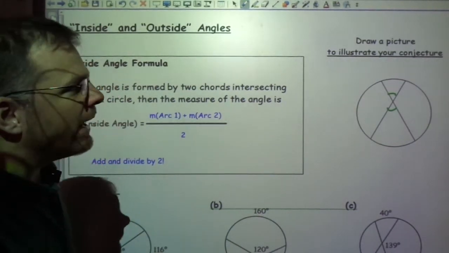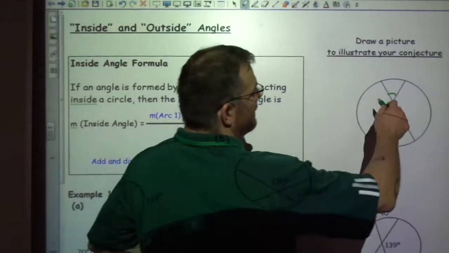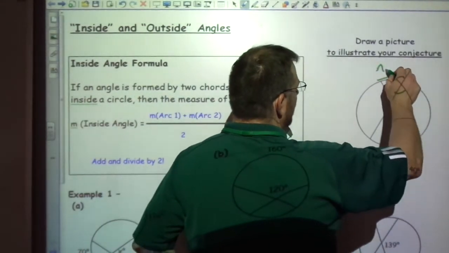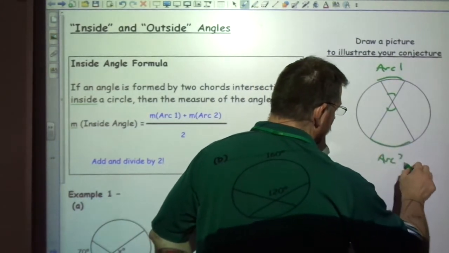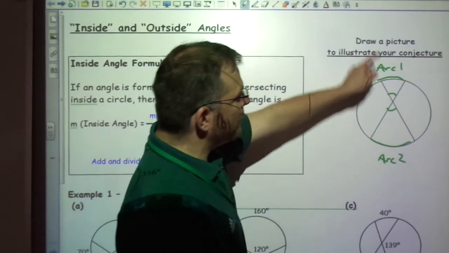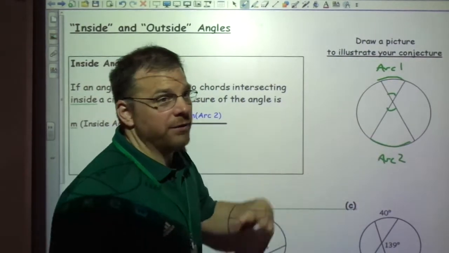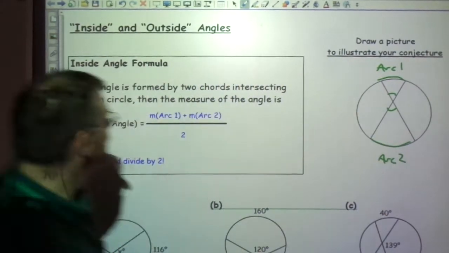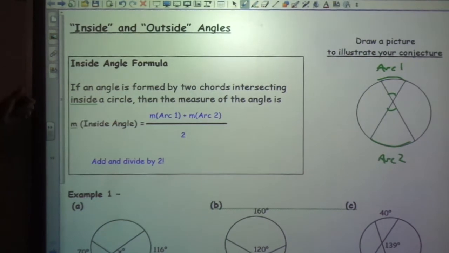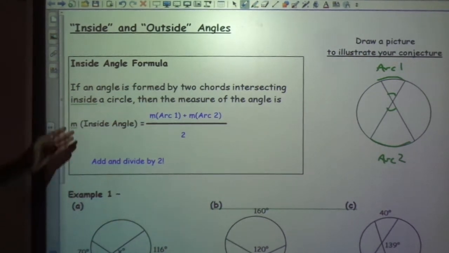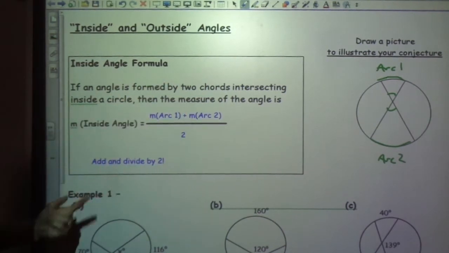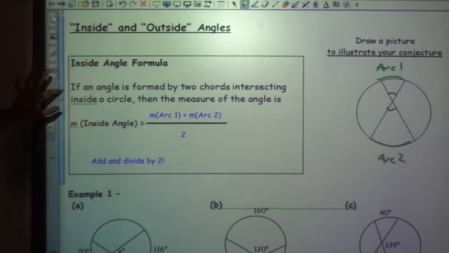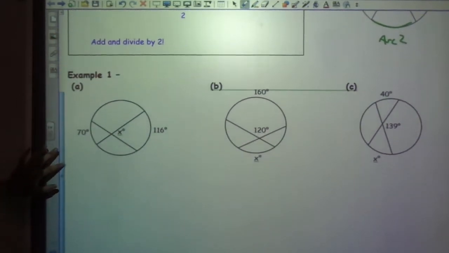And the way to figure out what those are is they make this arc here, we'll call that arc 1, and this arc here, we'll call that arc 2. And simply, if you add those two up and divide by 2, which is finding the average of them, you'll find this angle. So you can write down in your notes that if an angle is formed by two chords intersecting inside a circle, the measure of their angles is arc 1 plus arc 2 divided by 2. Add them up, divide by 2. Find the average. Okay?